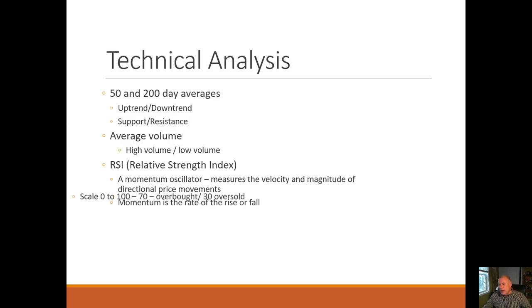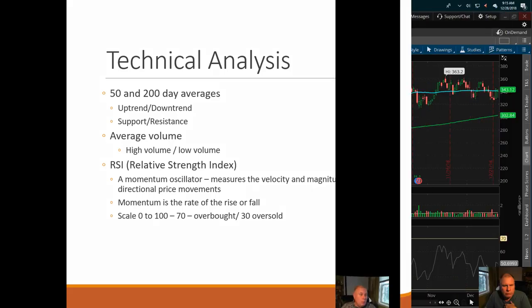It's on a scale of 0 to 100. 70 indicates that the stock is overbought. 30 would indicate that it's oversold. So these tell us how strong the price movement and the trend is within the time period, and whether it's a buy point or a sell point. When it's overbought, we may tend to wish to sell. When it's oversold, it may be a buying point.